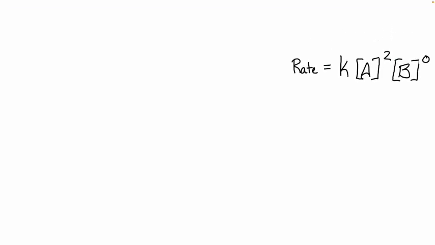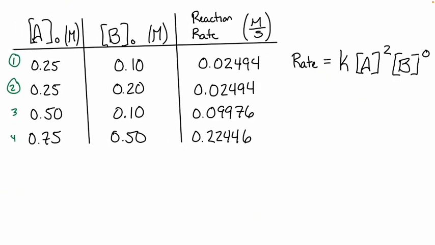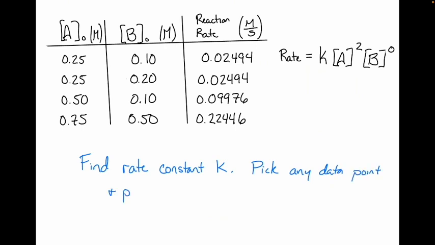All right, we got our rate law with our orders plugged in. We're going to still have to use our data table here, and now we're going to find that rate constant K. Well, at this point, we're down to one variable. We don't really have to do any tricks. We can, again, just pick any data point and plug in.